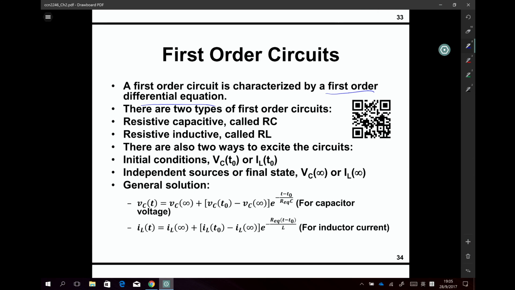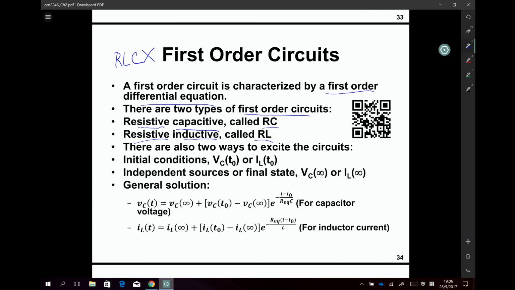Now, what about the first order circuit? We mainly have two types: either the resistive capacitive RC circuit, or the resistive inductive RL circuit. So we never have an RLC circuit in this part, because when you have RLC, most likely you have a second order circuit. Okay?